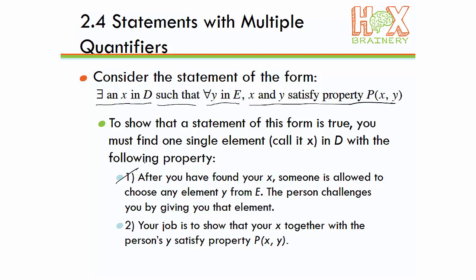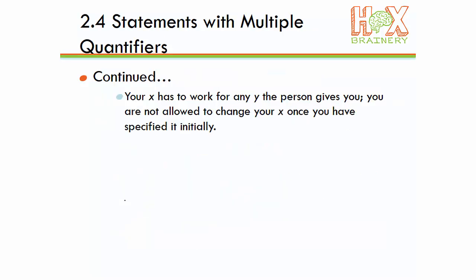After you have found your X, someone else is allowed to choose any element Y from set E. That person challenges you by giving you that element. So it's your job to show that your X that you've already selected, together with whatever Y the other person chooses, satisfies the property P of X and Y. So your X has to work for any Y the person gives you. You are not allowed to change your X once you have specified it initially. So you can only select it once.